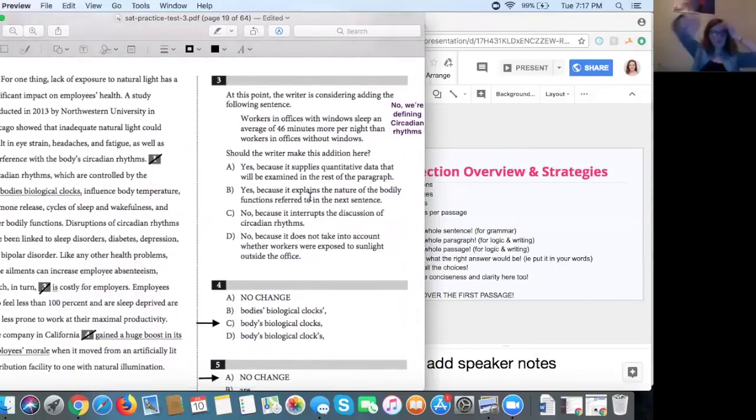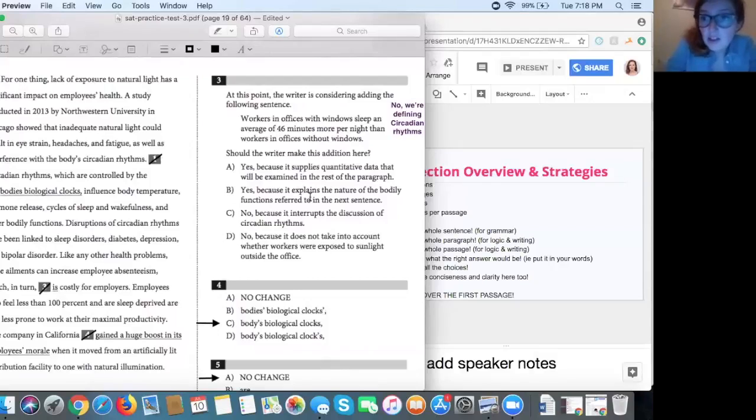All right. For one thing, lack of exposure to natural light has a significant impact on employees' health. A study conducted in 2013 by Northwestern University in Chicago showed that inadequate natural light could result in eye strain, headaches, and fatigue, as well as interference with the body's circadian rhythms. At this point, the writer is considering adding the following sentence. Workers in offices with windows sleep an average of 46 minutes more per night than workers in offices without windows.